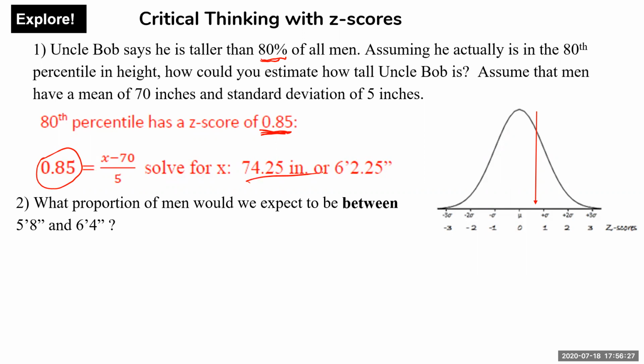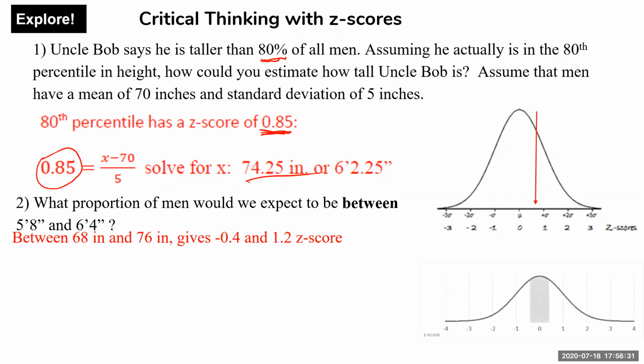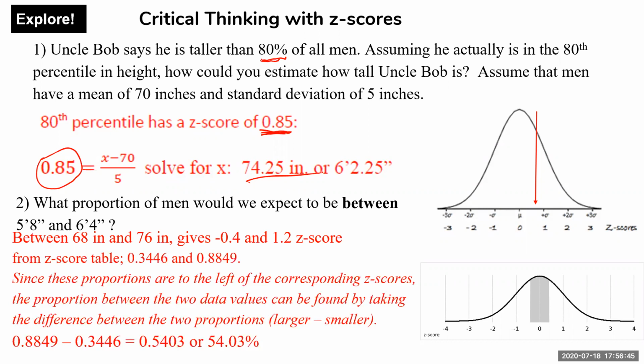Now, what proportion of men would we expect to be between this height? Okay, and that is how you do that. So you find the z-score for both, and that gives you minus 0.4 and 1.2 z-scores. Okay, nice.